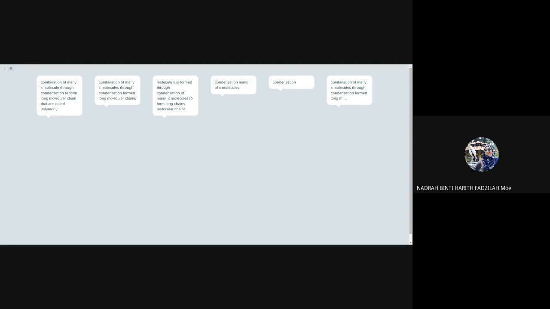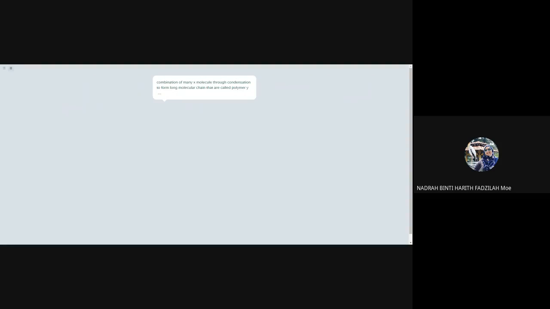Okey, saya juga setuju dengan jawapan Atif ya. Very good. Very clear. Many S molecule combine. Nama proses tu condensation. The product is long molecular chain called polymer Y. Very good. Okay.